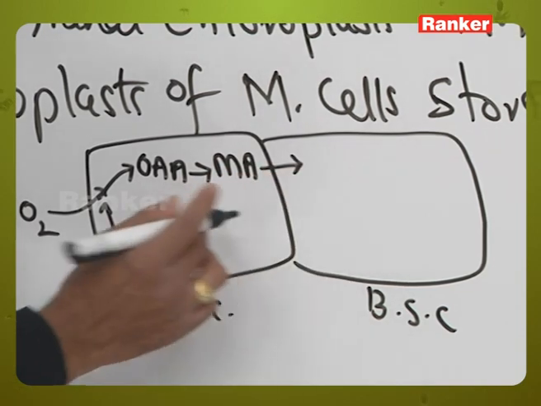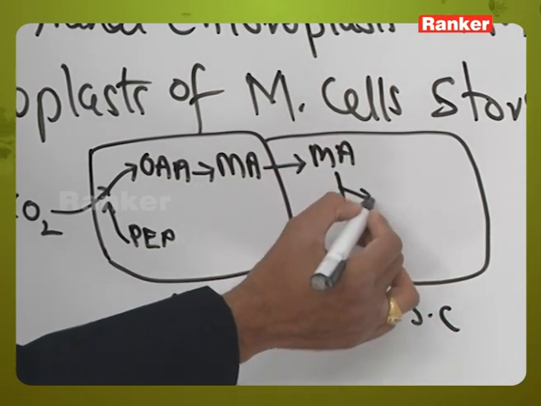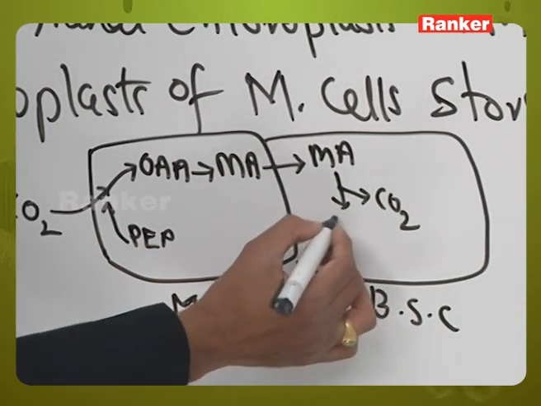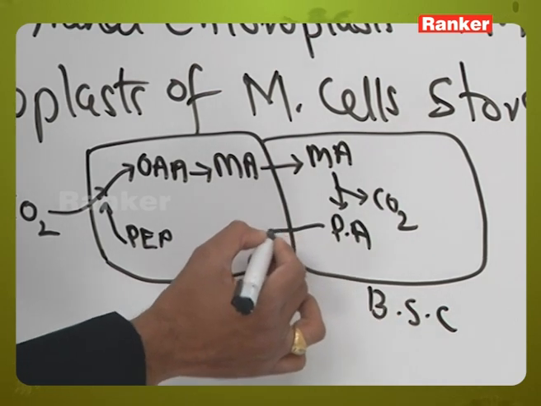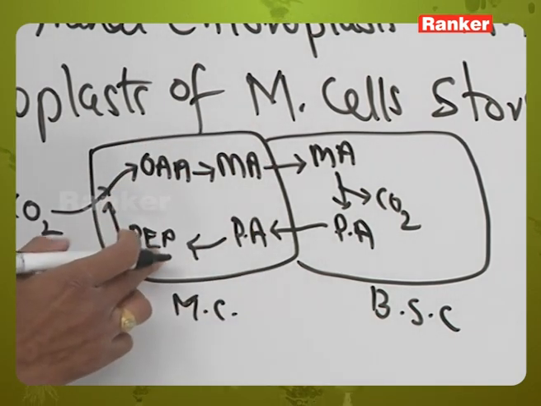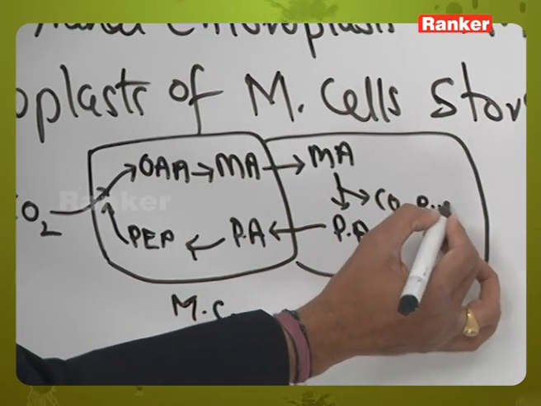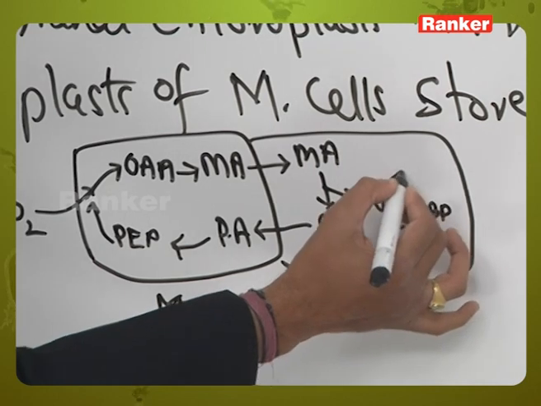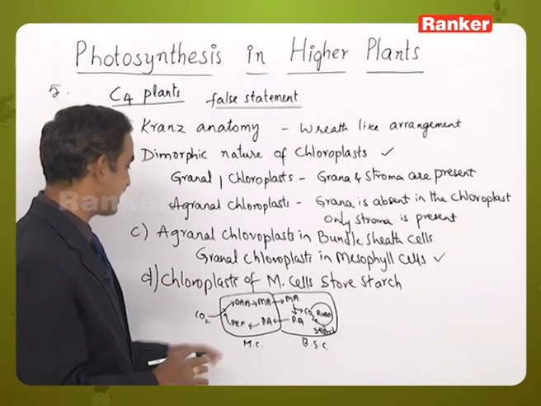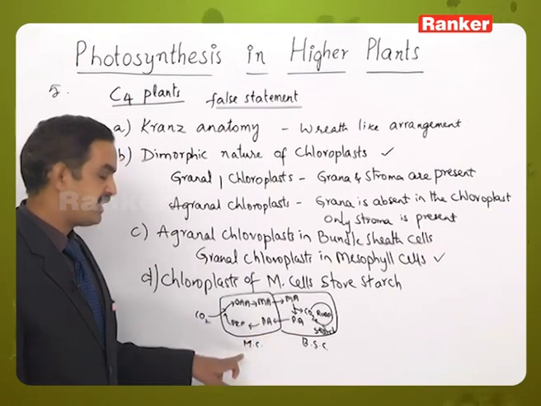This malic acid is transmitted from the mesophyll cell to the bundle sheath cells, where it undergoes oxidative decarboxylation, that is, carbon dioxide is lost and hydrogen is also lost, and it is converted into pyruvic acid. This pyruvic acid enters the mesophyll cells and is once again converted into phosphoenol pyruvic acid. In the bundle sheath cells, RuBP accepts this carbon dioxide and helps in the formation of starch. That means in C4 plants, starch is formed in the bundle sheath cells but not in the mesophyll cells.